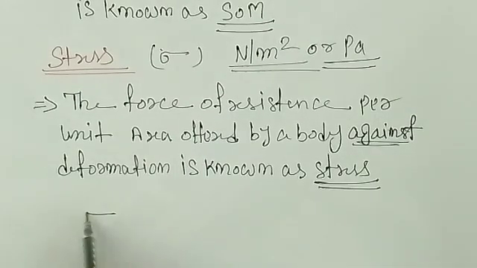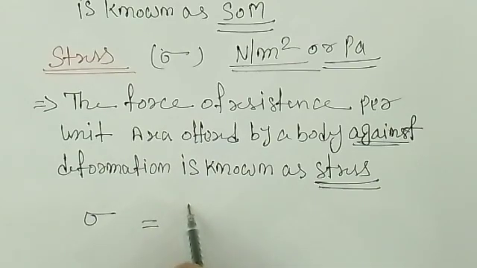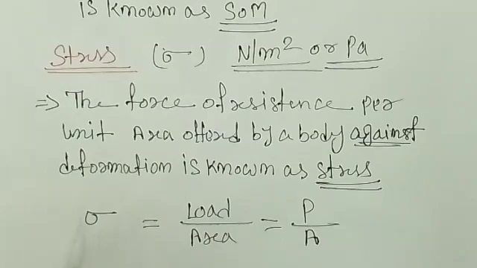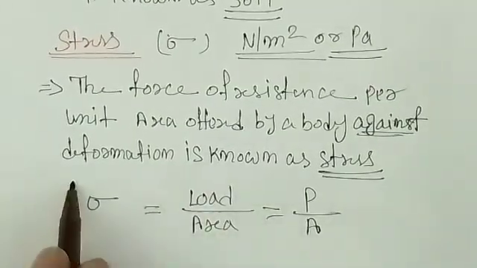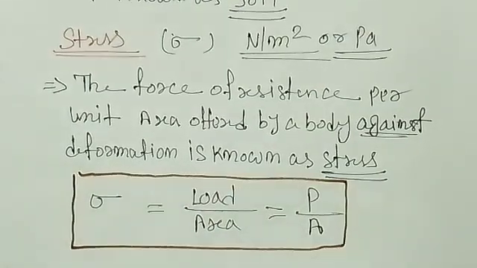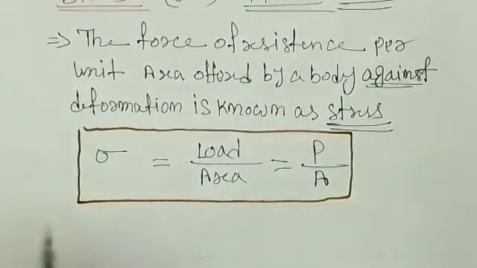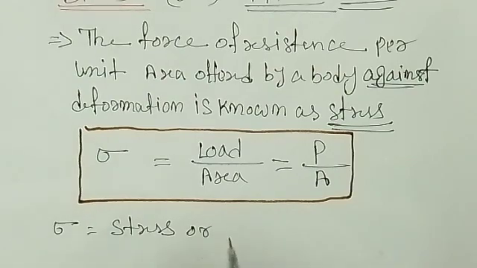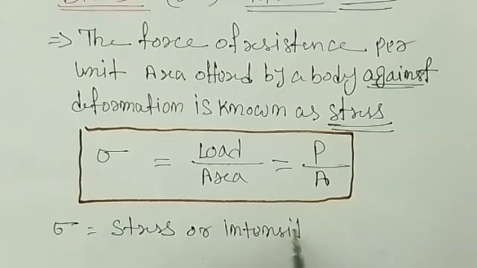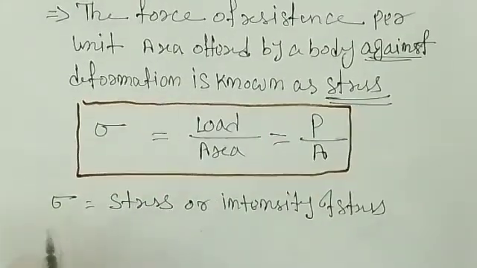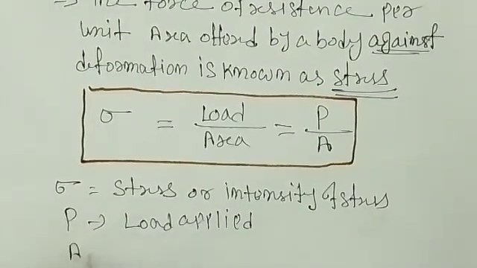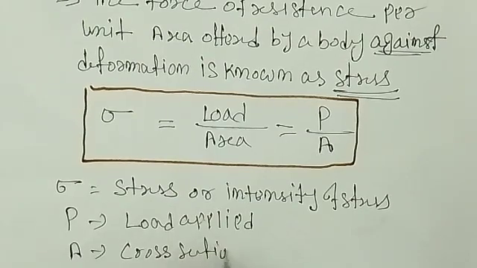Mathematically, you can express the stress as sigma, the symbol for stress. Sigma is equal to load by area, that is P by A. So this is your mathematical equation or relation for stress, right? Here sigma is simply the stress, or intensity of stress, where P is the load applied and A is your cross sectional area, right? So this is what you have as stress.